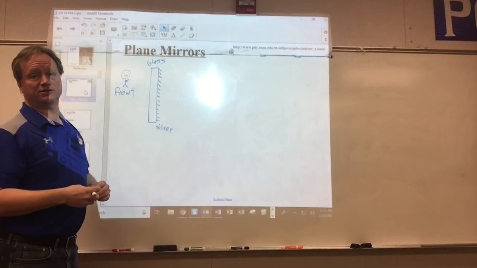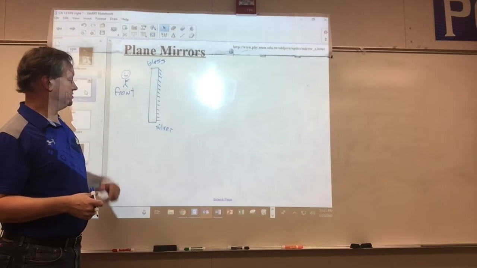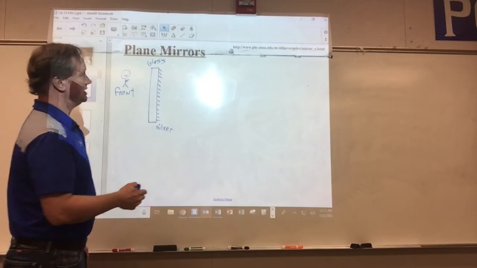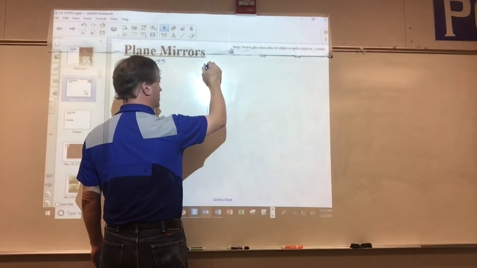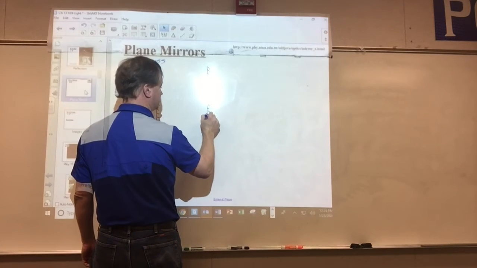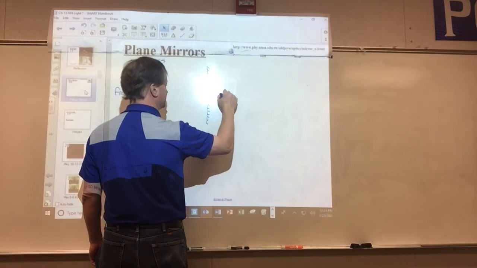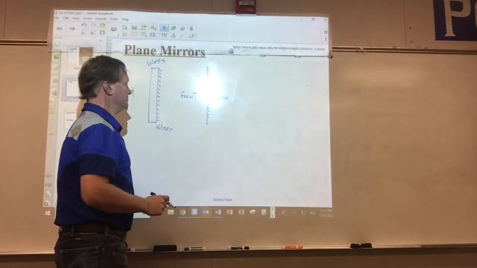The glass is there mainly to protect the silver, but the reflection is really coming from the silver. So typically when we draw a plane mirror, we'll draw a line, and then those hash marks represent the back of the mirror, and this is the front of the mirror. Now, that was a brief introduction to the idea of what a plane mirror is.